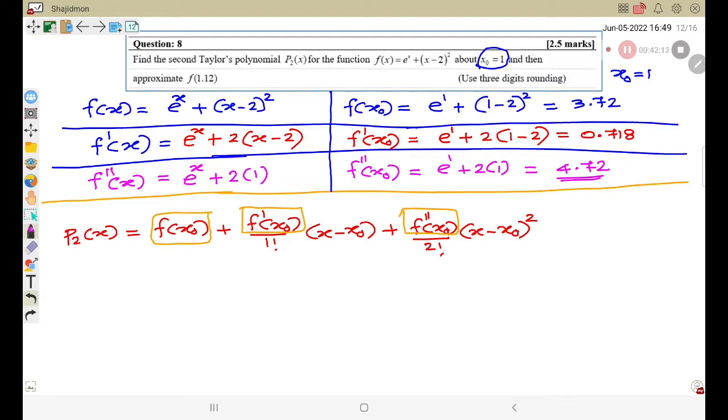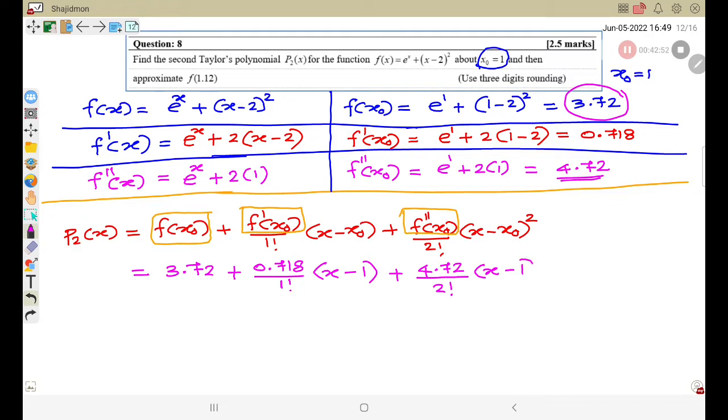Now apply these three number in p2 of x. So p2 of x equal, okay, first f of x0, what is the number f of x0? Here we have 3.72 plus f dash x0 0.718 divided by 1 factorial, okay, x minus x0, what is x0? 1 plus f double dash of x0 4.72 divide 2 factorial x minus, what is x0? 1 power 2, correct? I hope you understood. Now see, each term take it separately like this. This is the first term, this is the second term, and this is the third term. If you are putting like these boxes, it will not confuse.